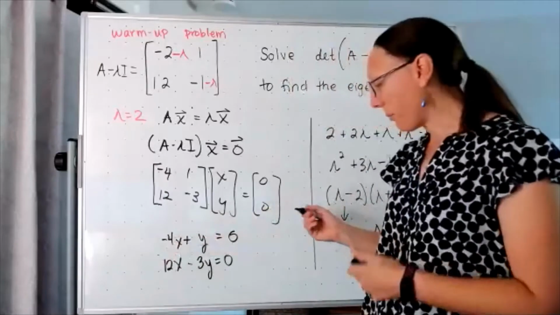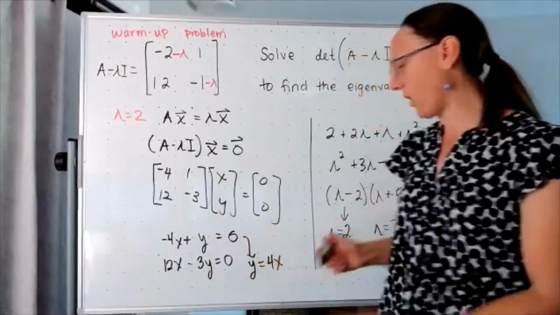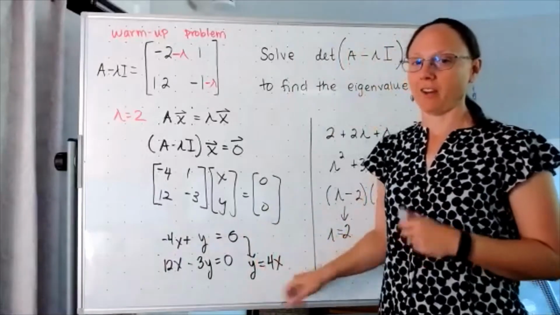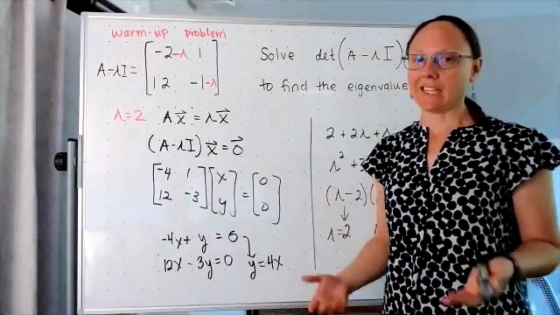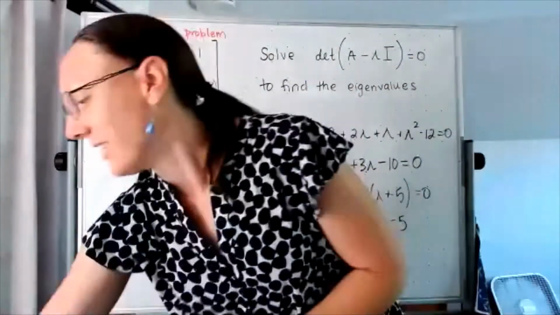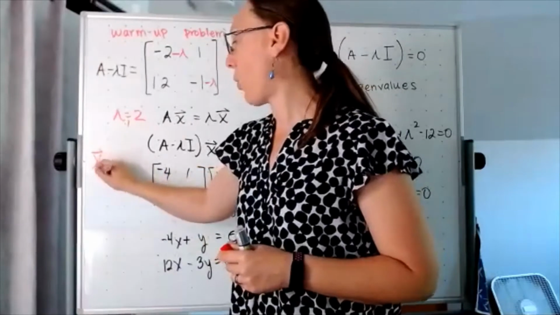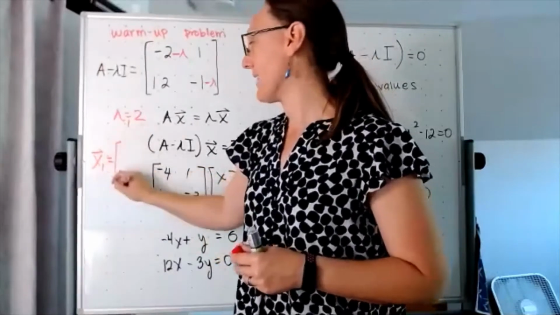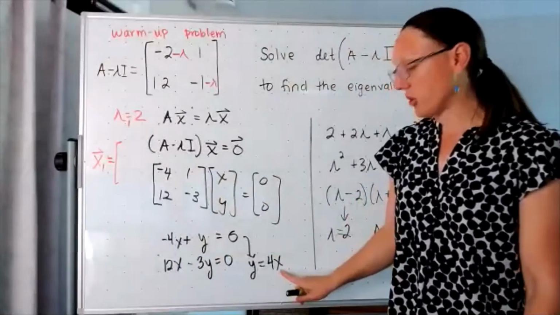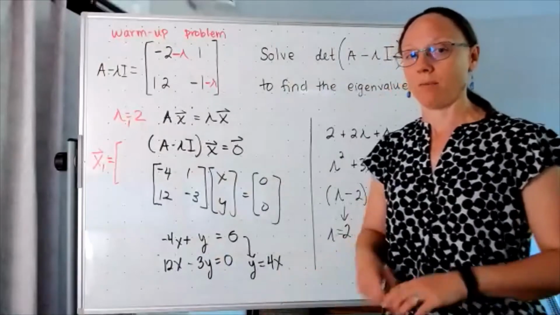So if I look at the top, that says y is equal to 4x. So any point on this line, y equals 4x, is an eigenvector. And we can choose any point on that line. I'm going to label this as lambda1 and label my corresponding vector as x1. And now we need to pick a number. I'm going to choose to plug in 1 for x, and that would make y equal to 4.